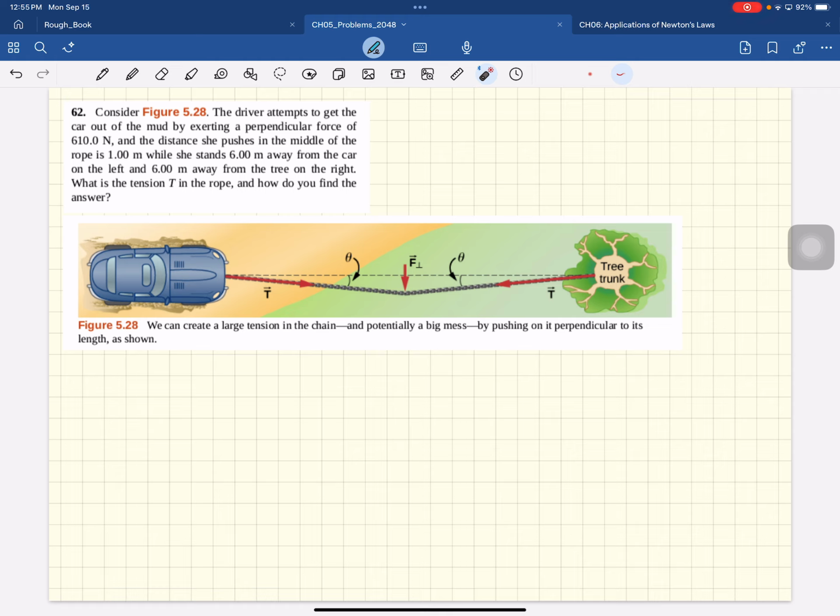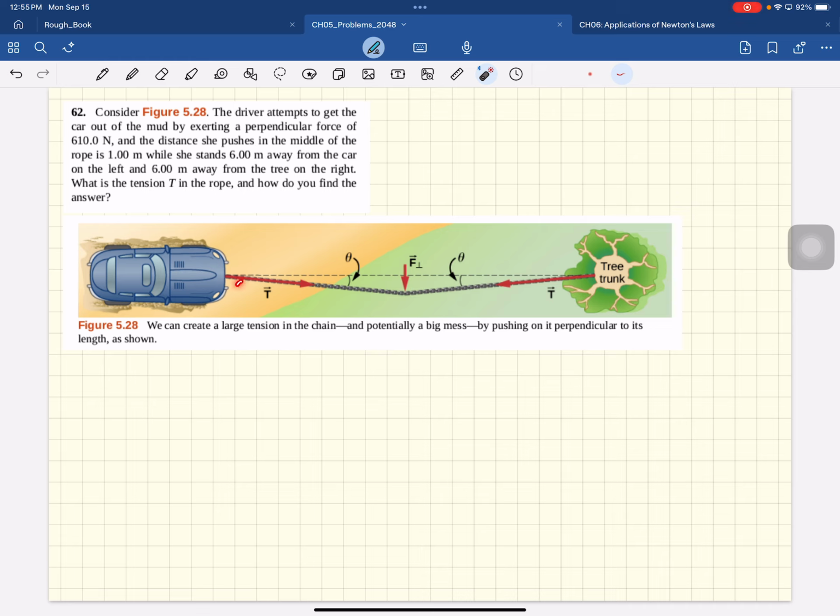All right, if your vehicle is stuck in mud, what do you do? You attach a chain to it and pull on it. Okay, so let me show you. We'll see a better technique. Now, this is not always possible to do. So let's say your vehicle is stuck here.